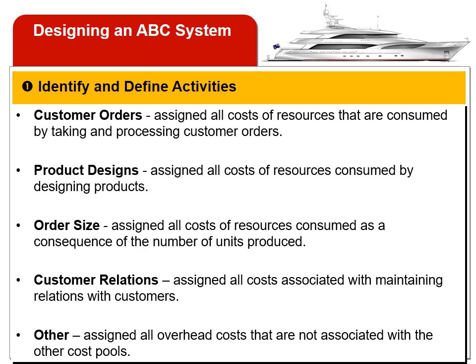The definition for each of the activity is: customer orders. Assigned all costs of resources that are consumed by taking and processing customer orders. Product designs. Assigned all costs of resources consumed by designing products. Order size. Assigned all costs of resources consumed as a consequence of the number of units produced. Customer relations. Assigned all costs associated with maintaining relations with customers. Other. Assigned all overhead costs that are not associated with the other cost pools.